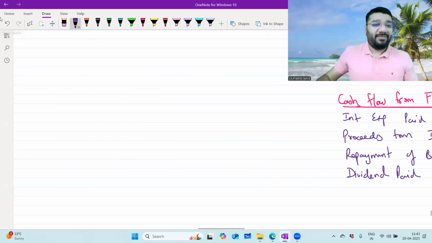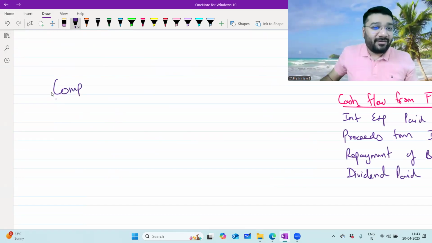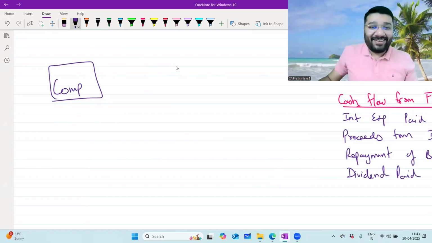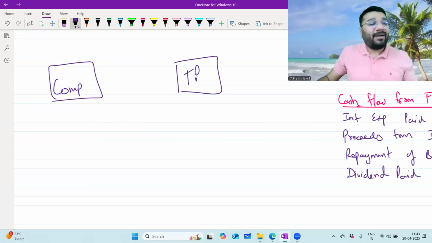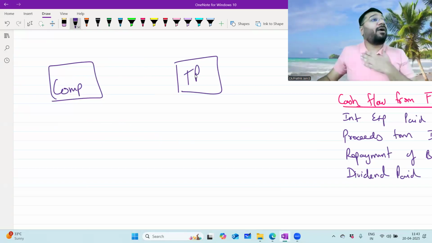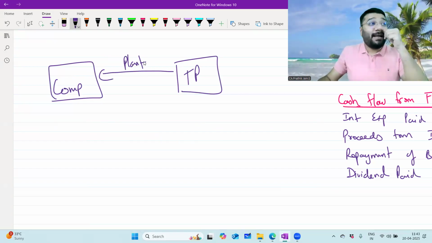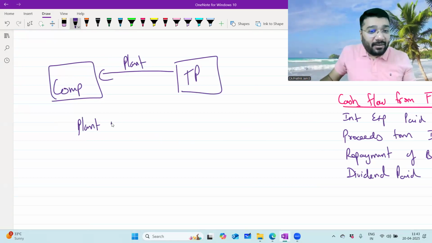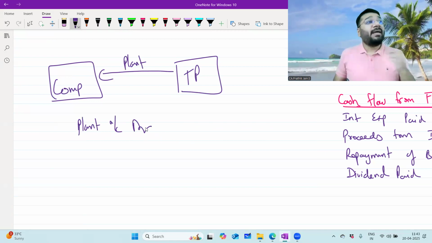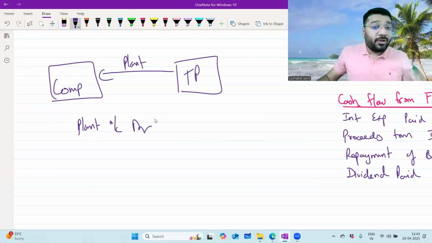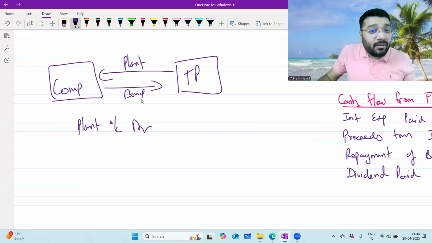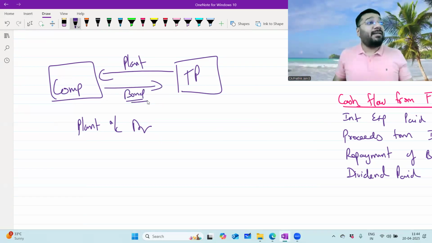Who are we? We are company. Third party. Okay. Company. What did I do? From the third party, I purchased plant. What is coming inside? Plant is coming inside. So plant is my asset. Plant account debit. In return, what am I supposed to pay? Cash. But instead of paying cash, we are issuing bond. Bond means it is a promise that this money I'll pay in future.